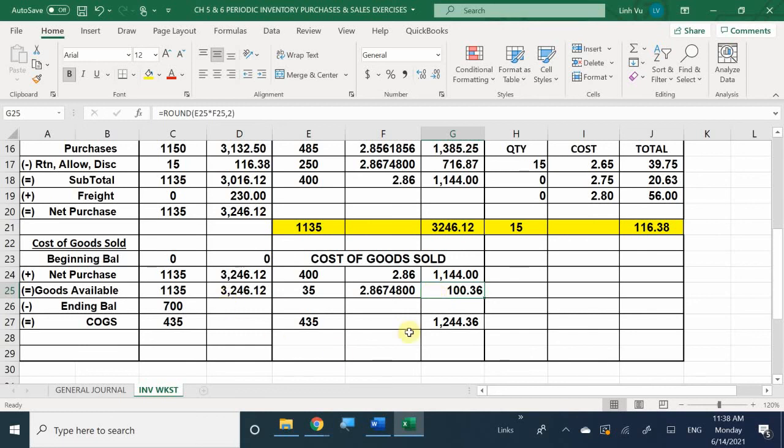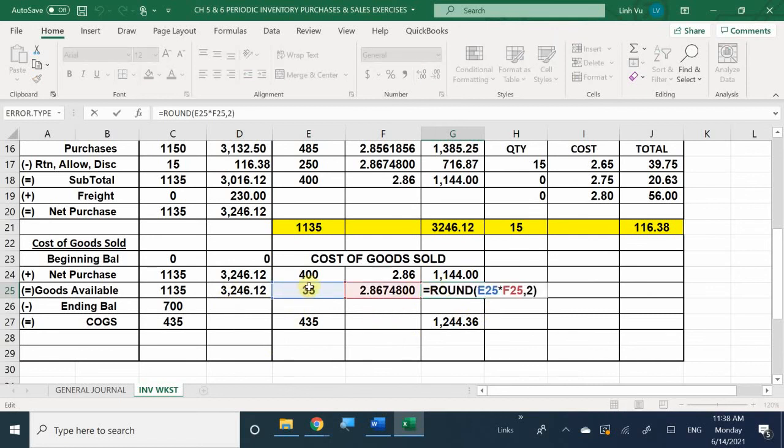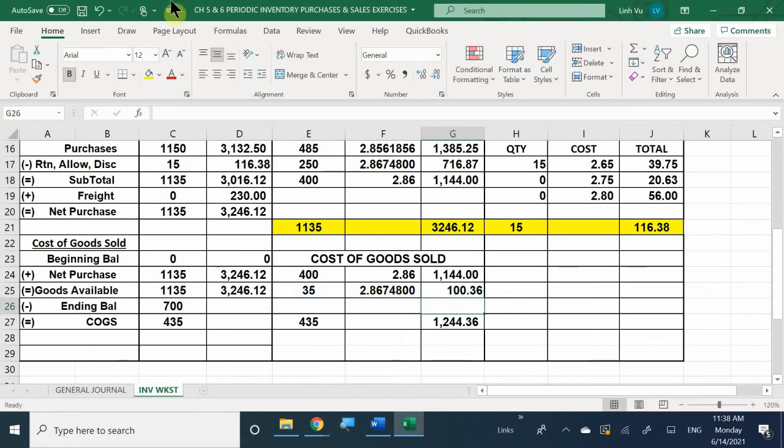I didn't get that. How did you calculate that again? I just took 35 times the 2.86748. I didn't round my cost per item. All right, I got it. Thank you. So that's going to give me a total of $12.44 and 36 cents.